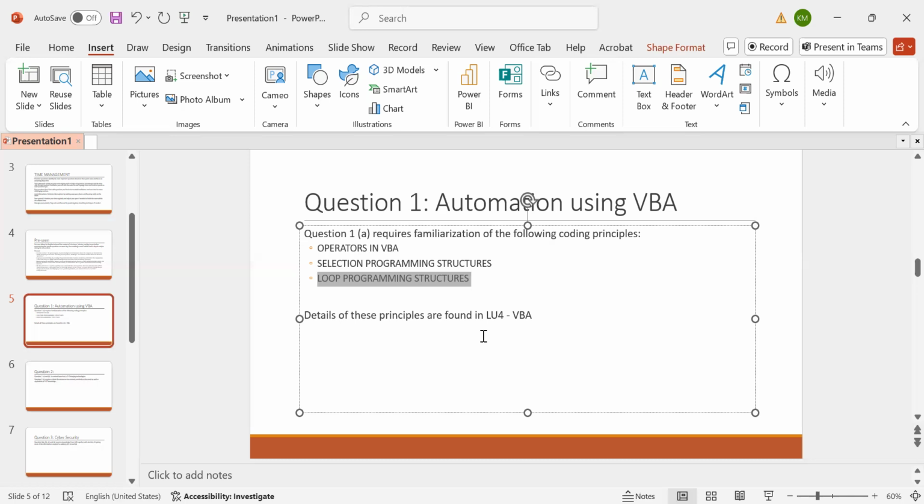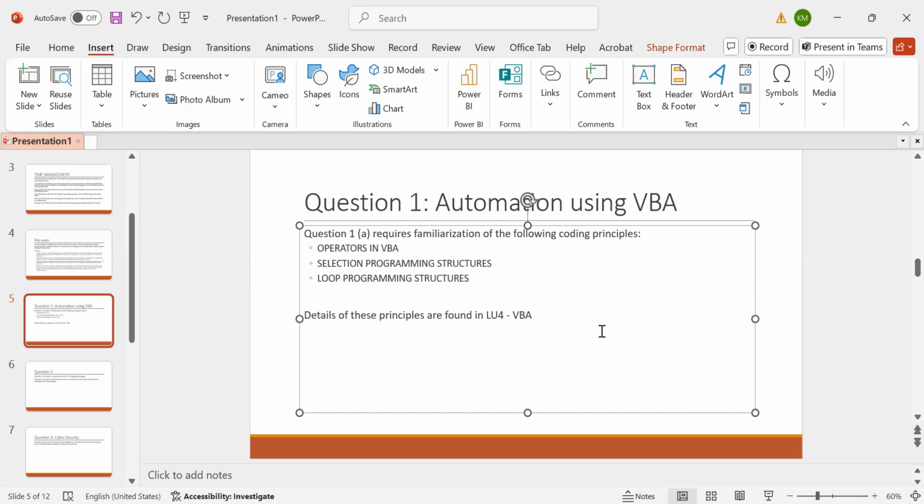So still the same principles, you need them, like the operators, the selections, the programming structure. Selection programming structures are those which make us able to make decisions, for example the if else statement as well as the case statement in programming. So the details of these principles are found in Learning Unit 4.